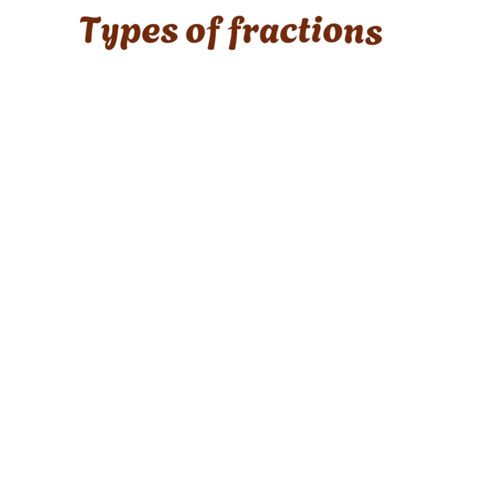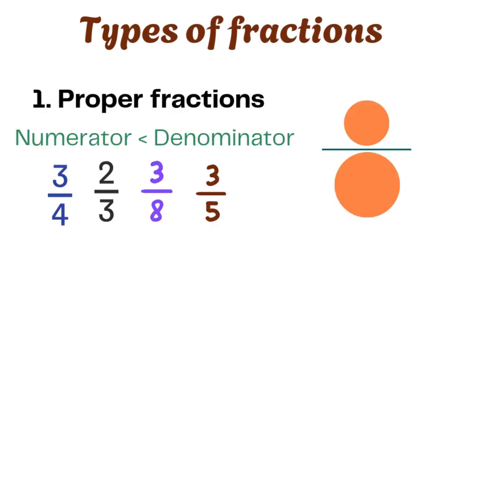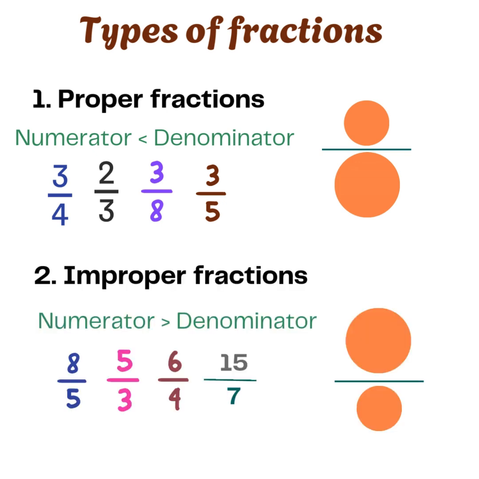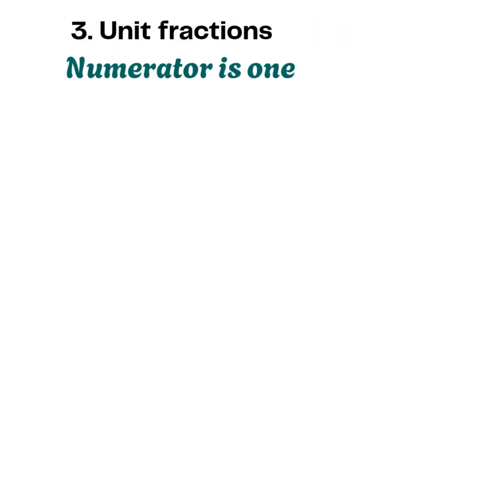Types of fractions. Proper fractions. In a proper fraction, the numerator is smaller than the denominator. Improper fractions. In an improper fraction, the numerator is greater than or equal to the denominator. Unit fractions. In a unit fraction, the numerator is always 1. The denominator can be any whole number greater than 1.